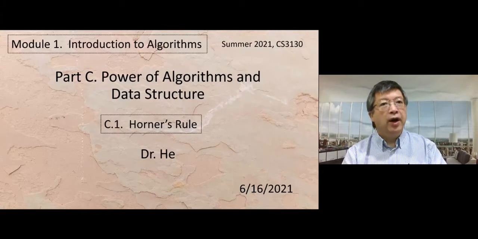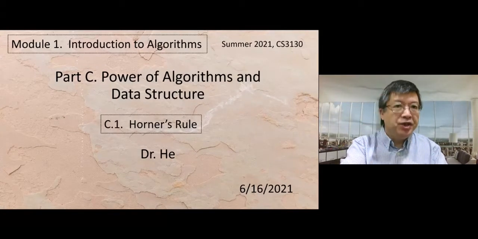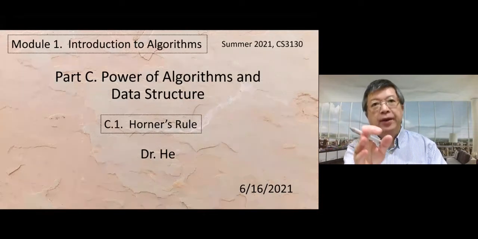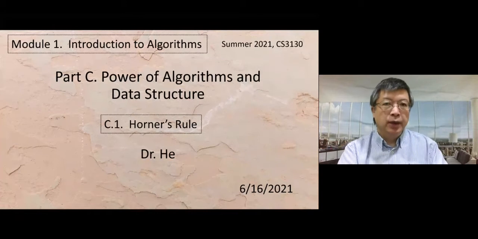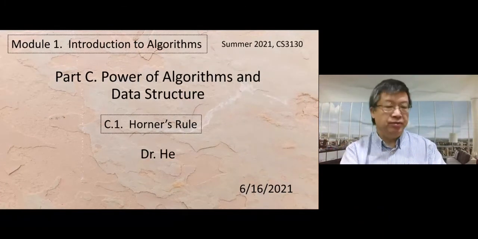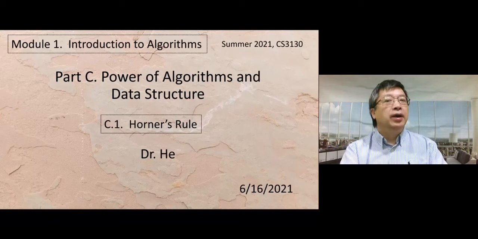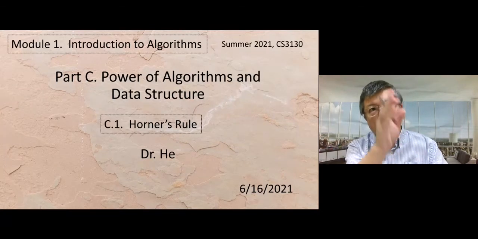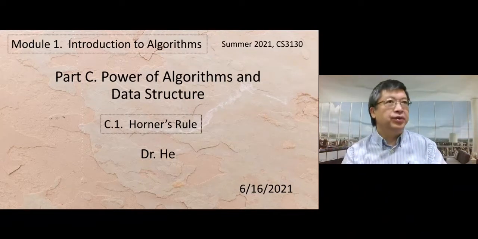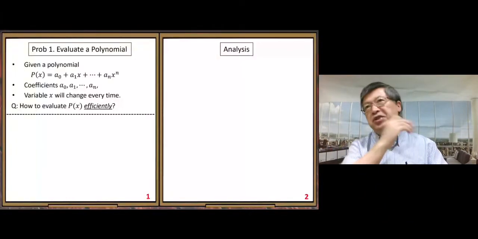Today, we start a new part C of Module 1, Power of Algorithms and Data Structures. All right, C.1, Horner's Rule. Remember, our goal: we want to find an efficient algorithm to do the polynomial evaluation.